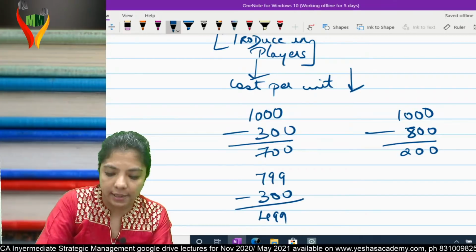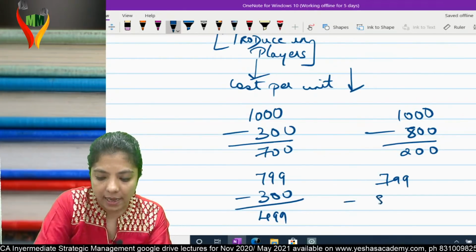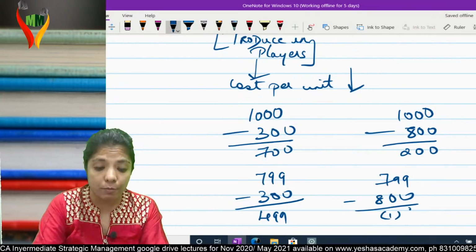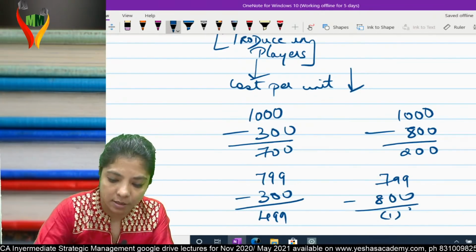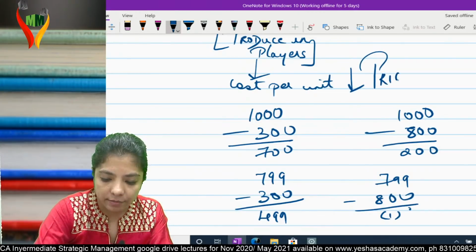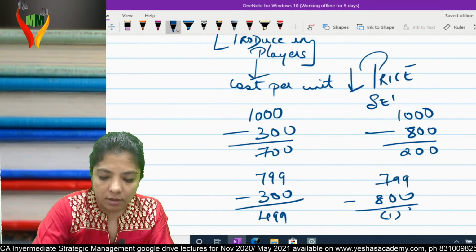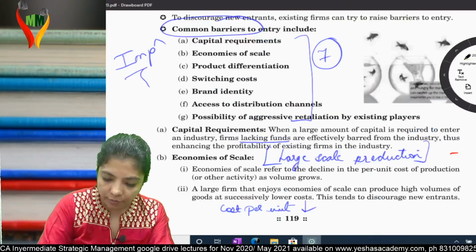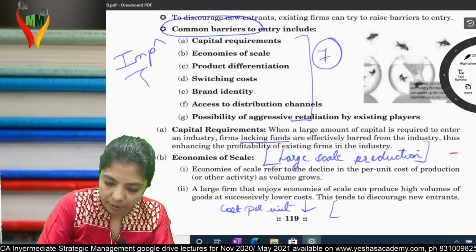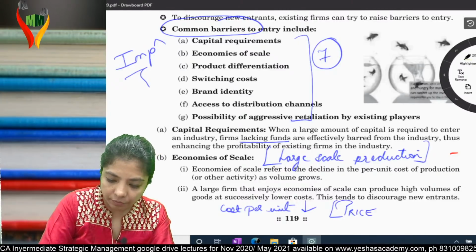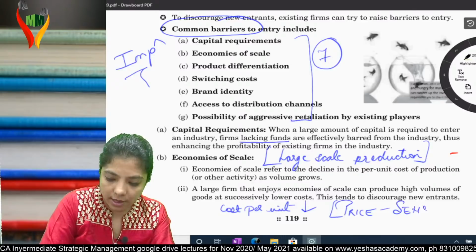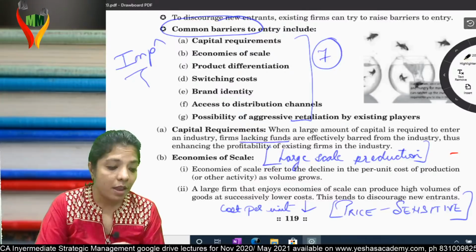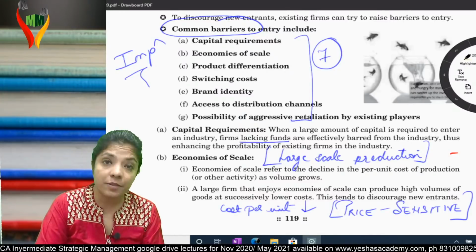I will bring it to 799, with my cost 300. My profit is 499. When I bring it to 799, he will get a loss of 1 rupee, and people will leave him and come to me, because we have which type of customers? Price sensitive customers. I hope you're with me. So just write over here: this is for price sensitive customers. Am I very clear? Can I go ahead? Yes.